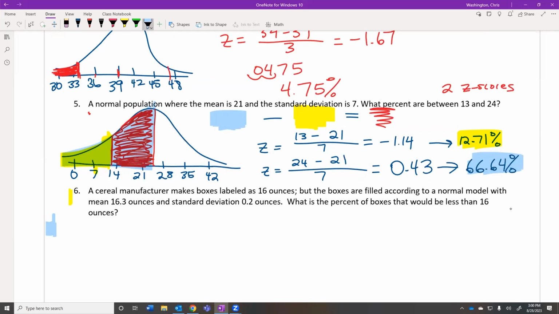But what do we need to do with those two numbers in order to find the red? We need to subtract. And we always want to subtract the bigger number, 66.64, minus the smaller number, 12.71, and that's going to give me the red area in the middle of those two, 13 and 24. So when we subtract these, 66.64 minus 12.71, we get 53.93%. So this red area is 53.93%.